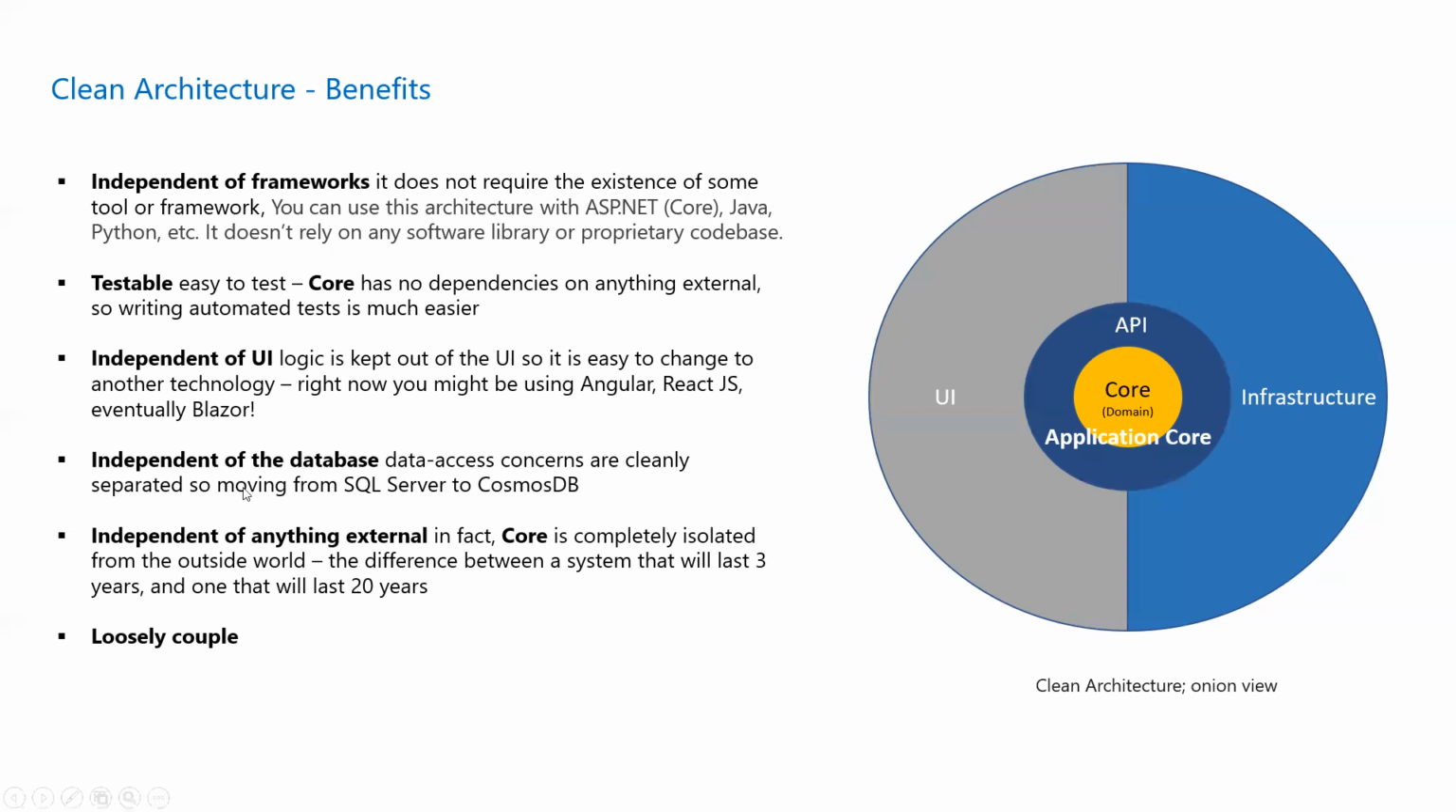And the next one is independent of the database. Your architecture should not depend on one single database. You could change the SQL Server database to Cosmos DB. Today, if you are using Oracle, you can change it to PostgreSQL or a graph database. So there are different databases. The clean architecture will not be depending on a single database.